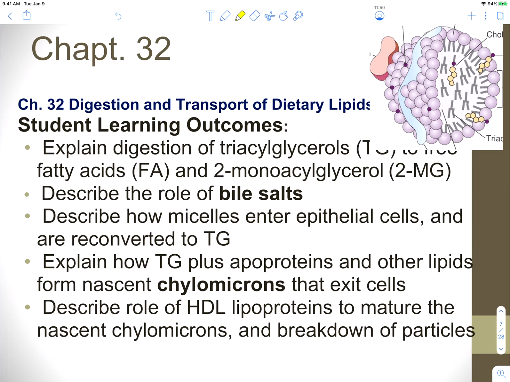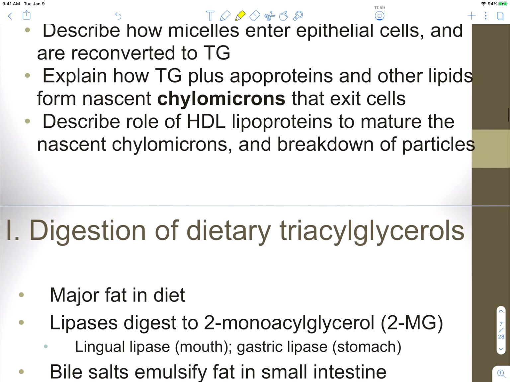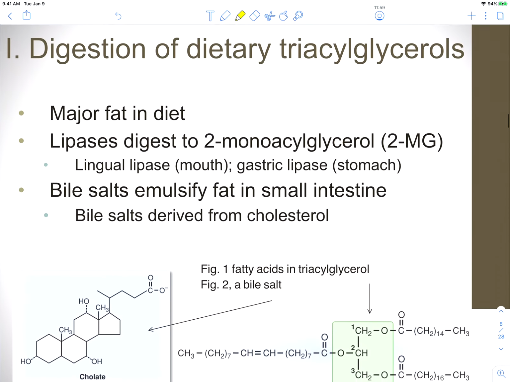We're also going to talk about the importance of the high-density lipoproteins in the process of digestion. This is not the process of cholesterol movement. We'll talk about that later, but this is in the process of actual digestion.